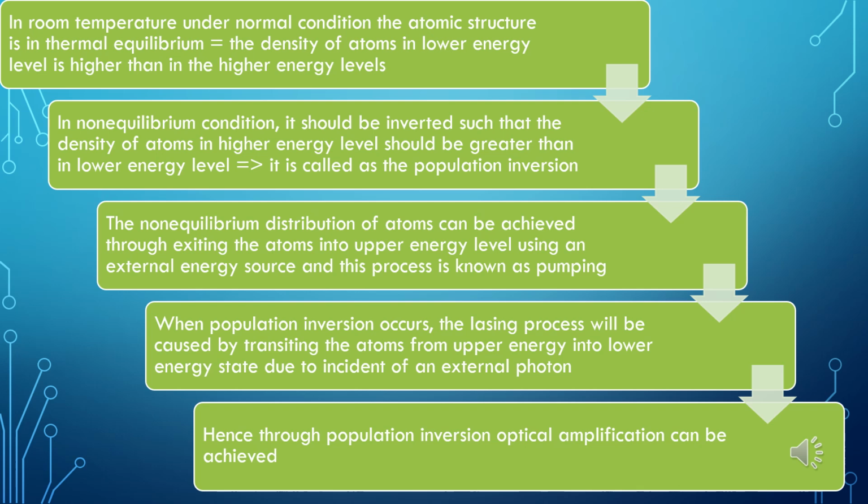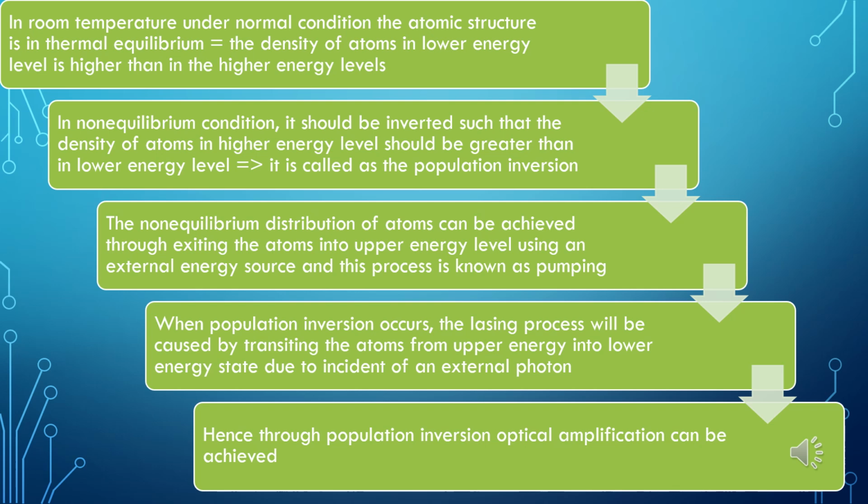At room temperature, under normal conditions, the atomic structure is in thermal equilibrium. It means the density of atoms at lower energy levels is higher than at the higher energy levels. In a non-equilibrium condition, it should be inverted, such that the density of atoms at a higher energy level should be greater than in a lower energy level. So it is called population inversion.